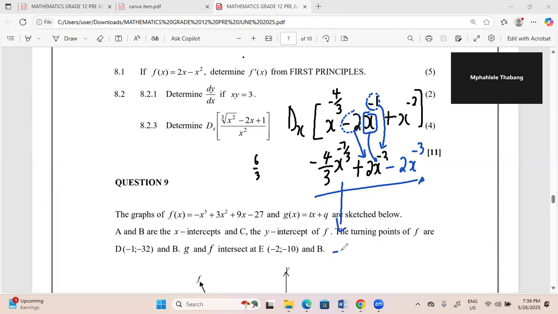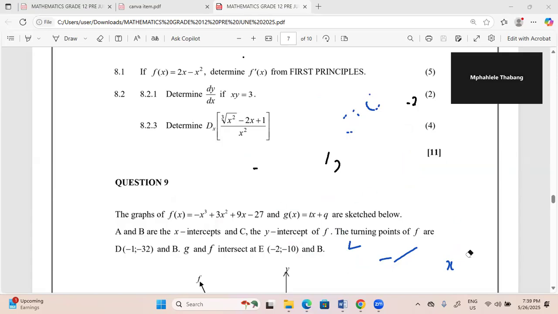If you say -4 over 3x to the exponent 7/3, plus 2 over x squared, minus 2 over x cubed. That will still be acceptable. So now we can go to question 9. We can now go to question 9.